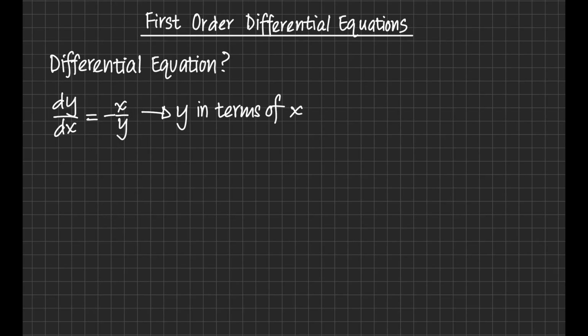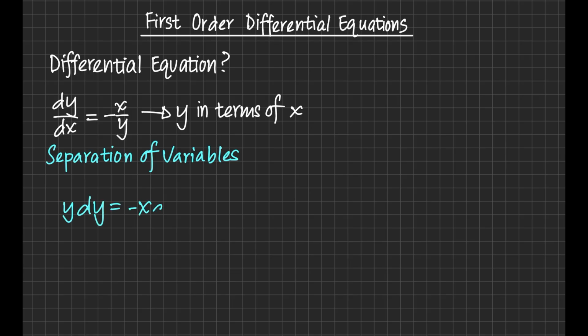So how do we solve this? We will use a technique called separation of variables. As the name suggests, we will separate them like that. Note that you can also treat dy and dx as separate variables so that you can do normal math operations on them. So y dy is equal to minus x dx. Now we can integrate both sides of the equation.